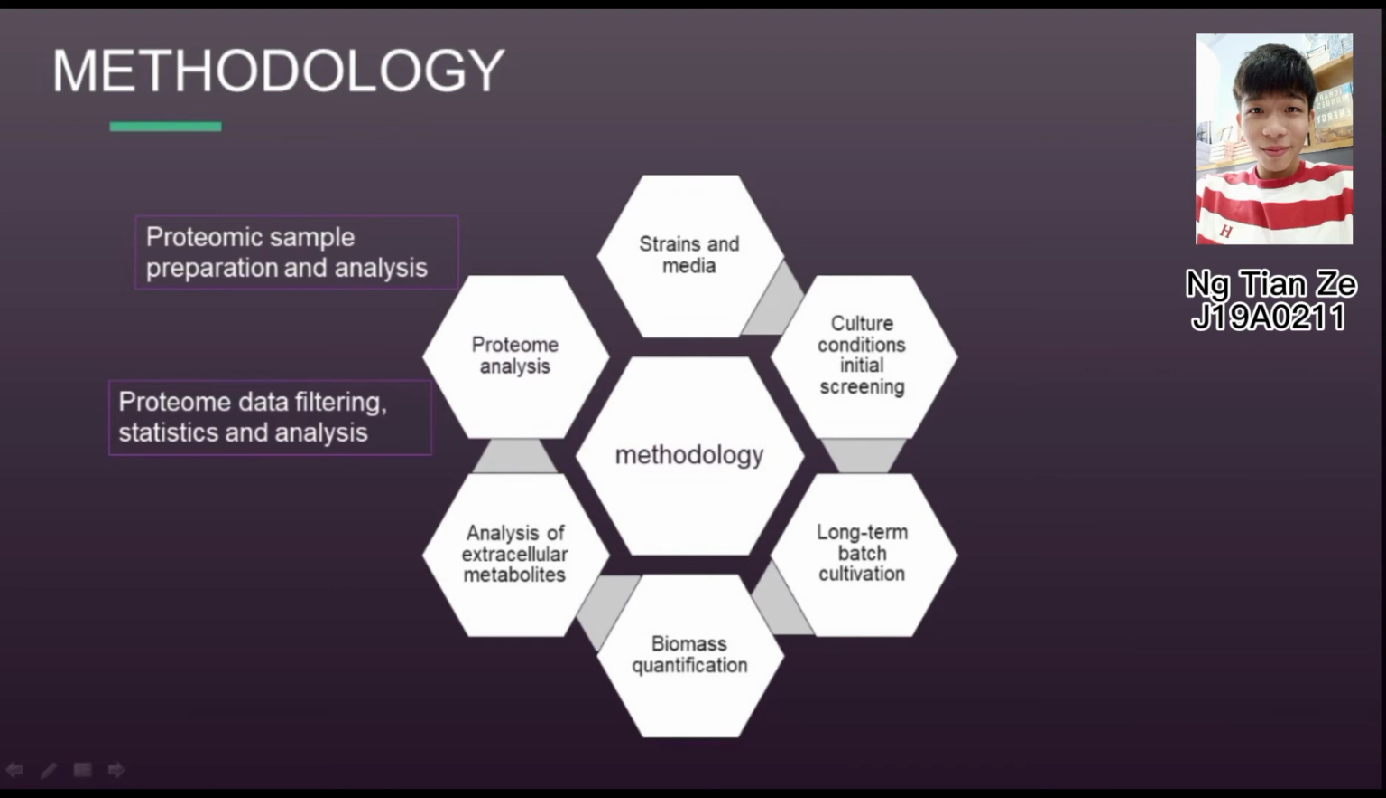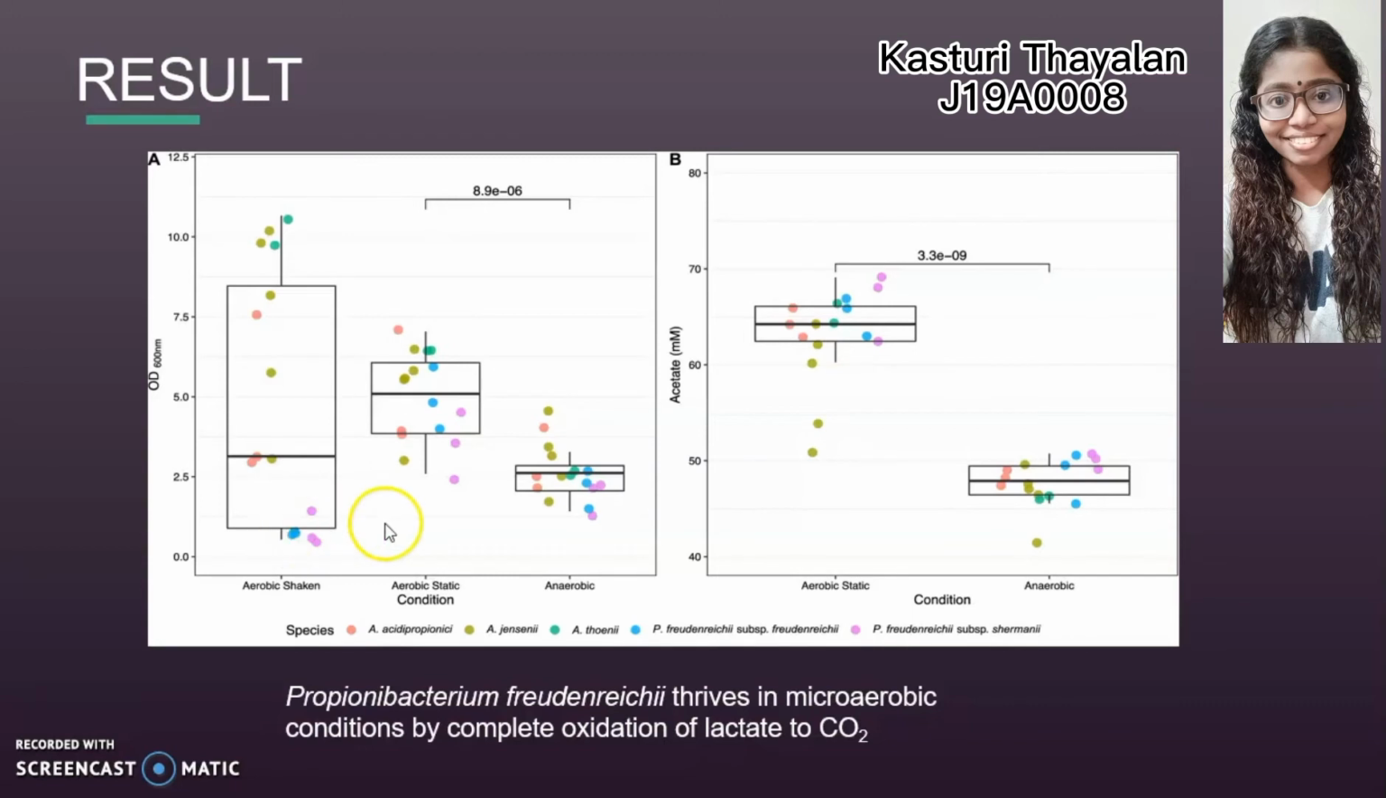Moreover, it will undergo the analysis of extracellular metabolites. Lactate, acetate, and propionate were quantified by high-performance liquid chromatography. Lastly, the proteome analysis, which is the proteomic sample preparation and analysis, is to determine the protein similarity among samples and review protein expression patterns across the samples, and the samples are clustered by using hierarchical clustering and k-means partitioning.